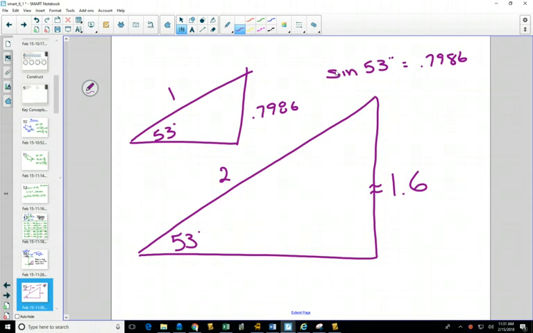And so when your calculator tells you sine of 53 degrees is 0.7986, it doesn't matter how big or how small that triangle is, the opposite over the hypotenuse will always divide to get you this. So if I take 1.6 divided by 2, I get 0.8 because I rounded. But that is the same ratio as before. It doesn't matter how big or how small you draw that triangle, those ratios are always the same. And your calculator has all those ratios built into it.